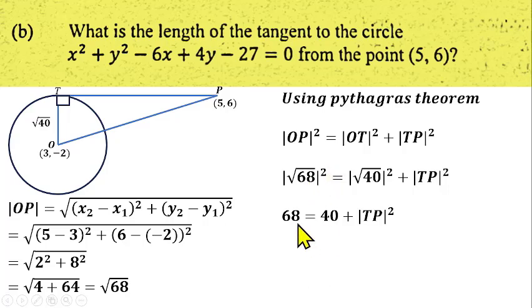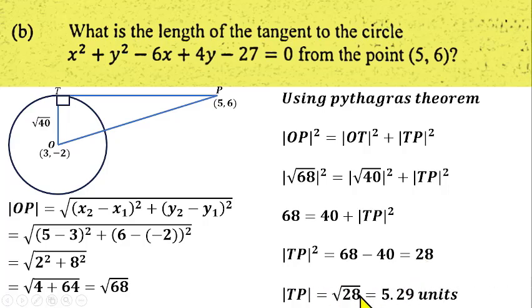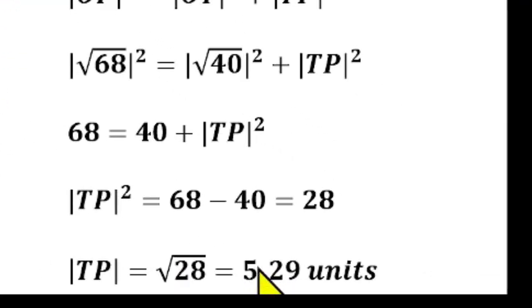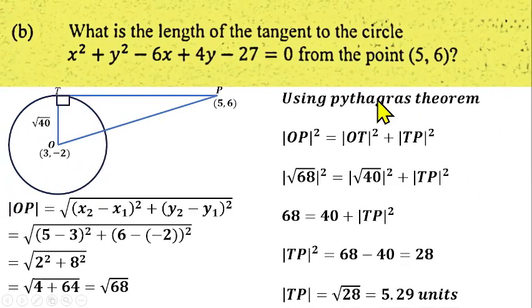Root 68 squared gives us 68, and root 40 squared gives us 40, plus TP squared. Collecting like terms, TP squared will be 68 minus 40, which gives us 28. Then take the square root of both sides, that gives us root 28 units, or changing it to a decimal number, approximately 5.29 units. So that ends question number 4b.